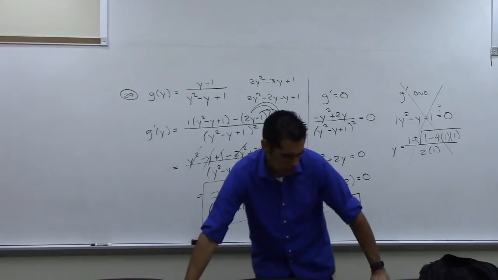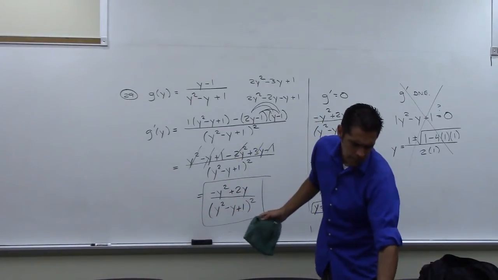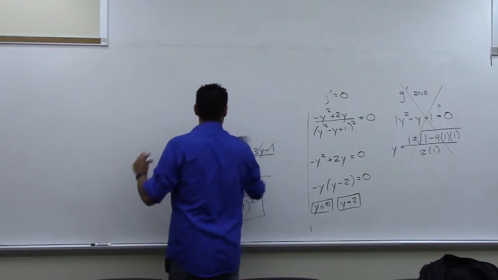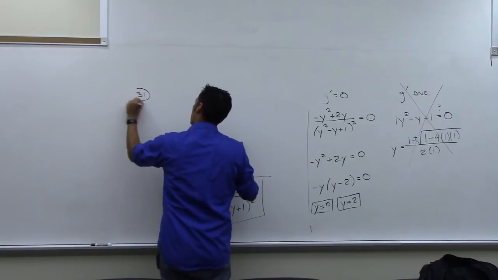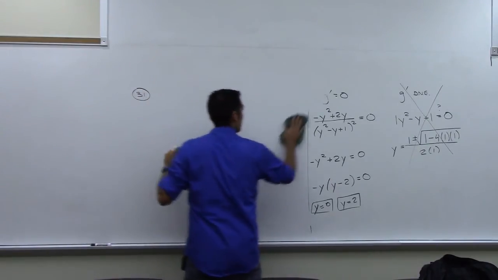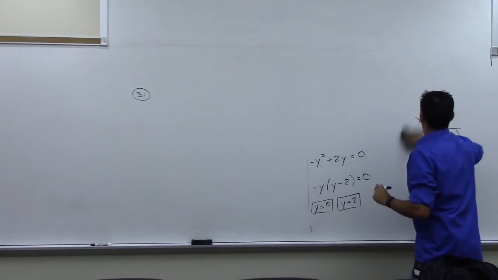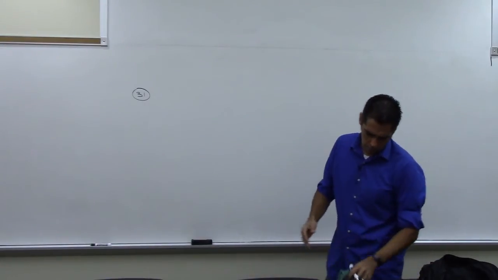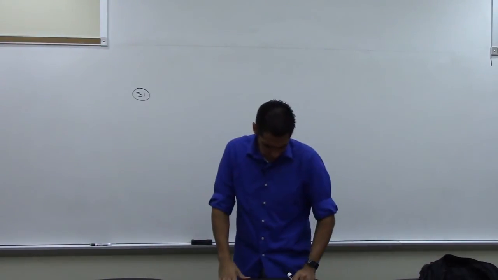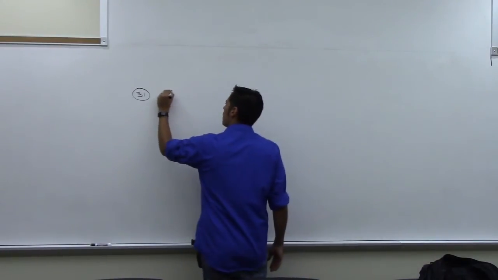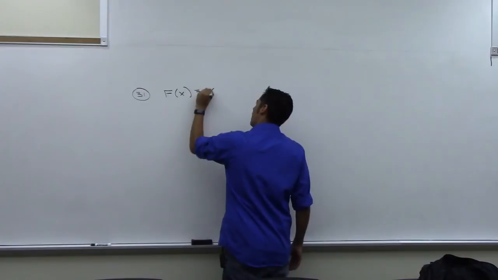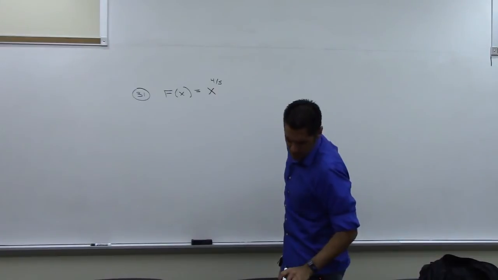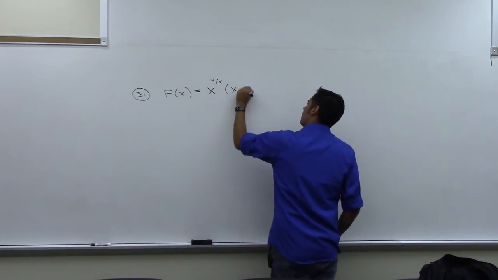Okay, next one. Let's do 31. Capital F of x equals x to the 4/5 times x minus 4, that quantity squared.